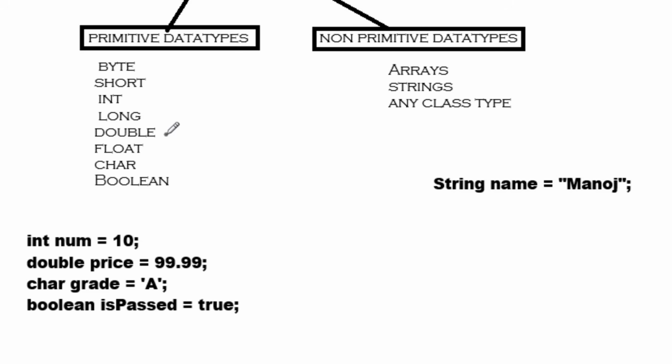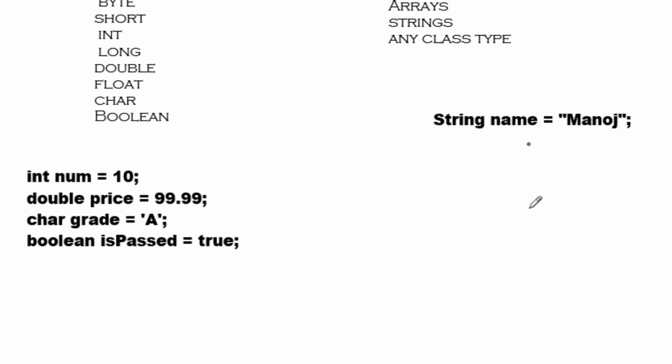In non-primitive, we have three types: arrays, string, and any class type. In that, I can use only string. String name equals, in double quotes, Manoj. Manoj is a name. We can store it inside the name variable. I can use the data type string. This is a non-primitive data type. Sir, string is a class, right? String is a class. Yes, I will explain in future classes, next videos. Before that, we can understand types of variables.